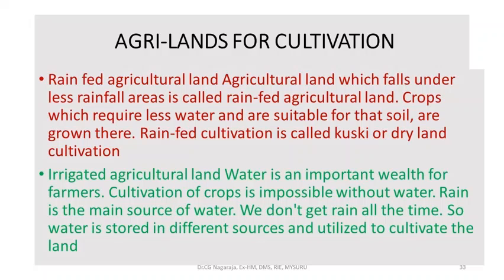Irrigated agricultural land: water is important and it's the wealth for farmers. Cultivation of crops is impossible without water. Rainwater is the main source of water for many people, but once the dams are constructed, people use the water from canals.